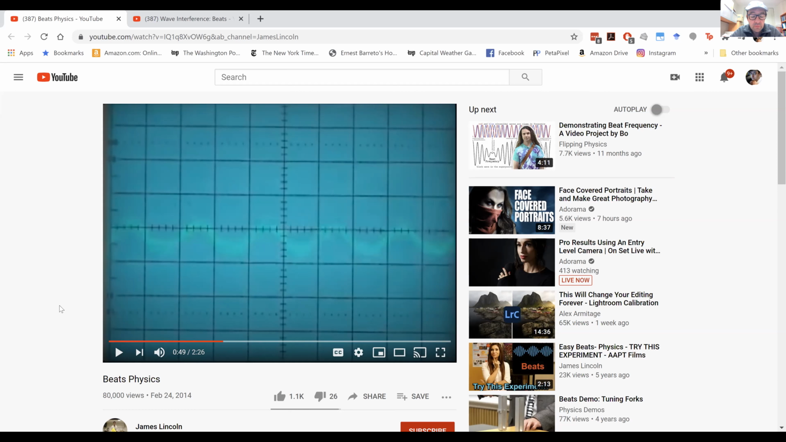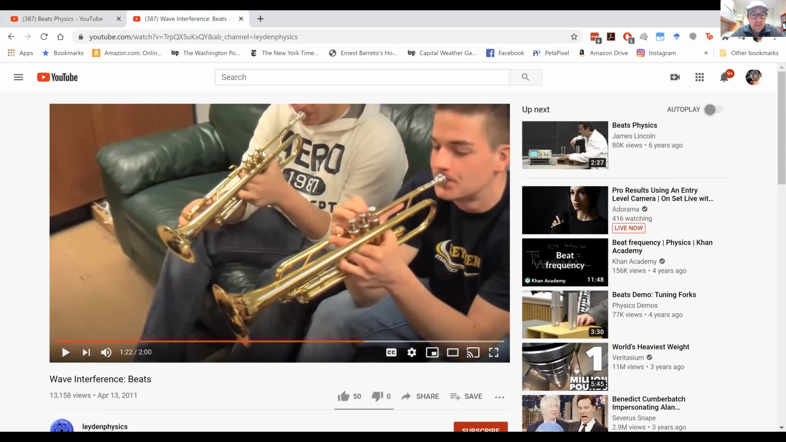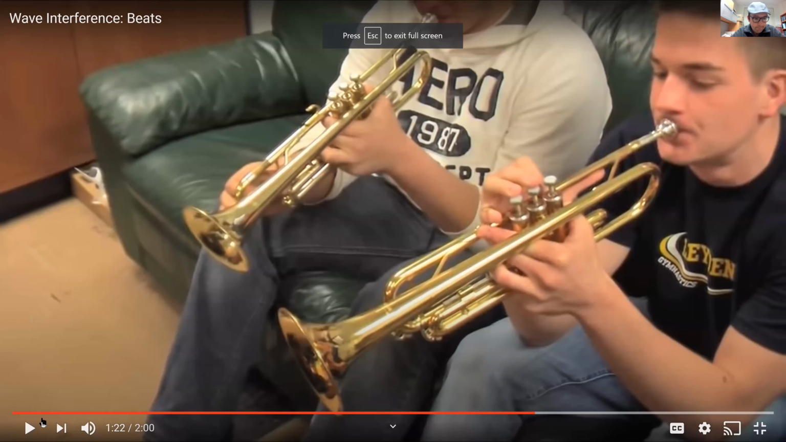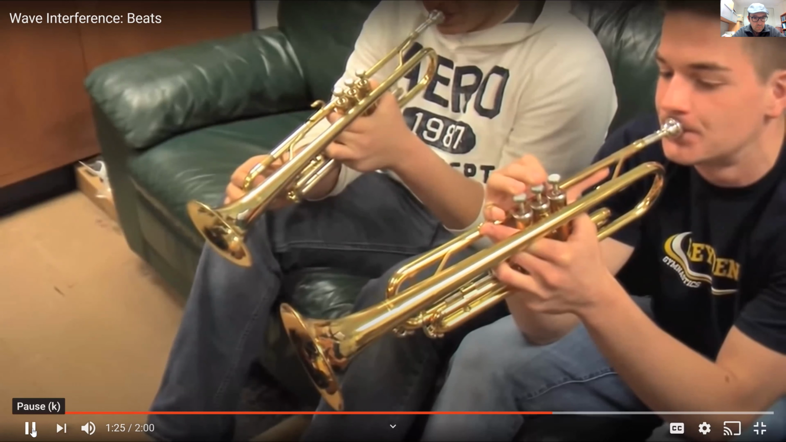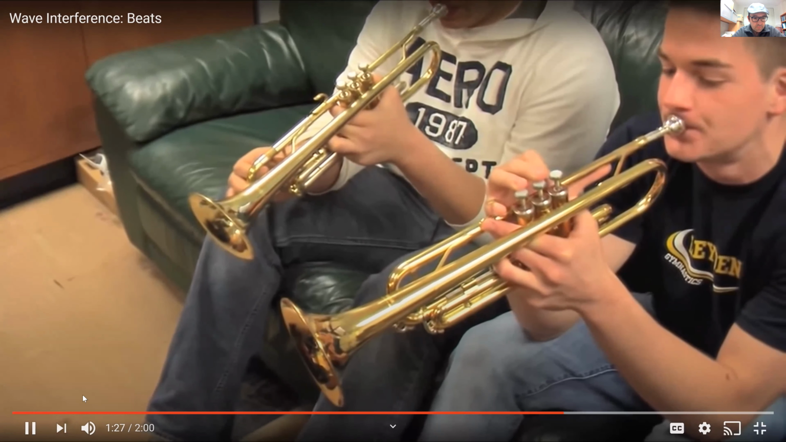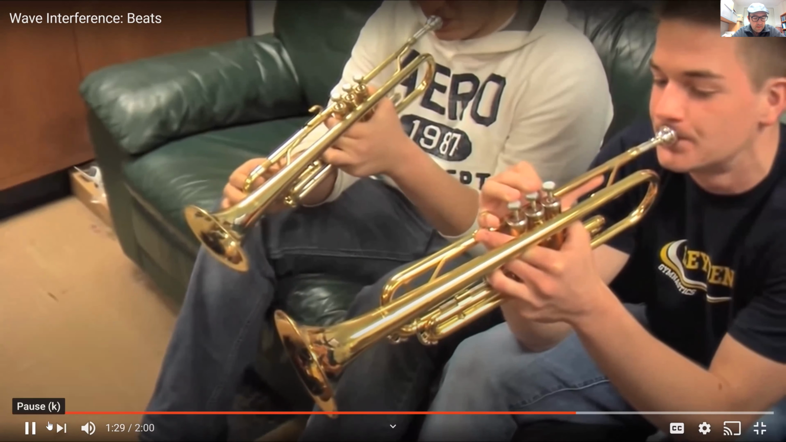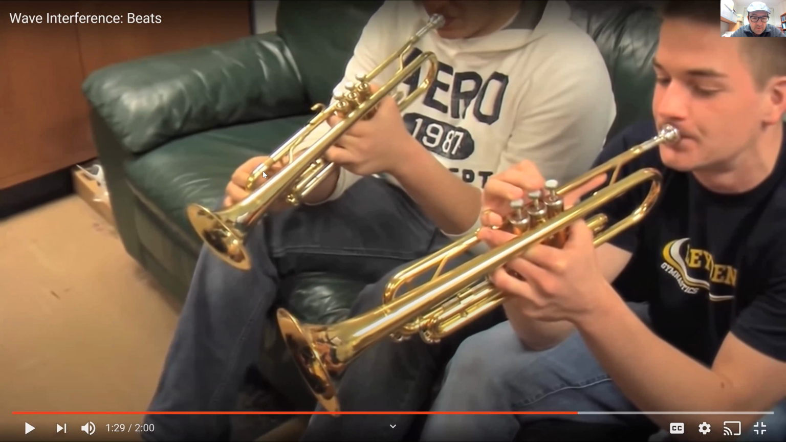Piano tuners do this too, except that the notes on a piano, they do create certain beats when it's properly tuned. Here's another example of guys playing trumpet. Do you see what this guy is doing? He's got this slide here, so he's changing the tuning of this trumpet, and this guy's not doing that.